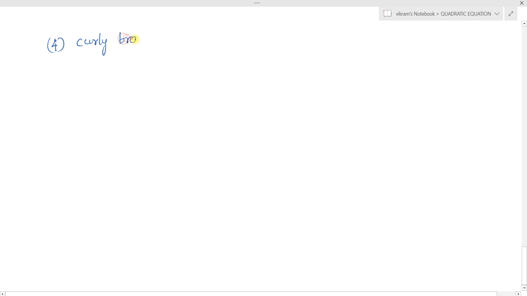Curly brackets. Up to here we have discussed open brackets, which mean open intervals, square brackets, which mean closed intervals, and semi-open, semi-closed. The next one is the curly brackets. Curly brackets are generally represented with this symbol.